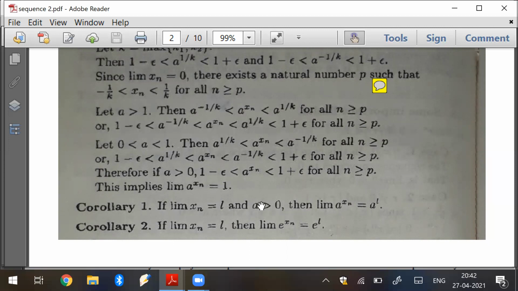If you now take, instead of a, you take e. Okay. So e is also a positive number. So again the same thing follows. So limit n tends to infinity e to the power xn is nothing but e to the power l, where l is limit n tends to infinity xn. So actually these are some of the very important limits which can be used in some problems. Okay.